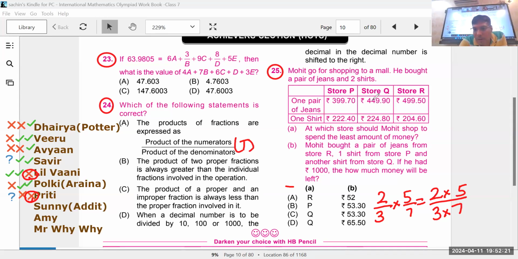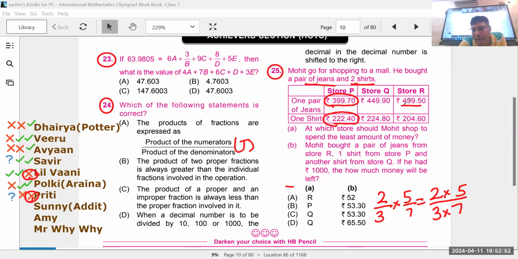Mohit goes shopping to a mall. He bought a pair of jeans and two shirts. At which store should Mohit shop to spend the least amount of money? So which shop should he shop at to spend the least amount of money? He purchases one pair of jeans and two shirts.